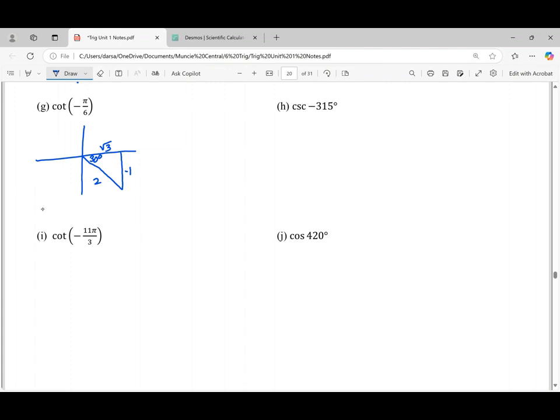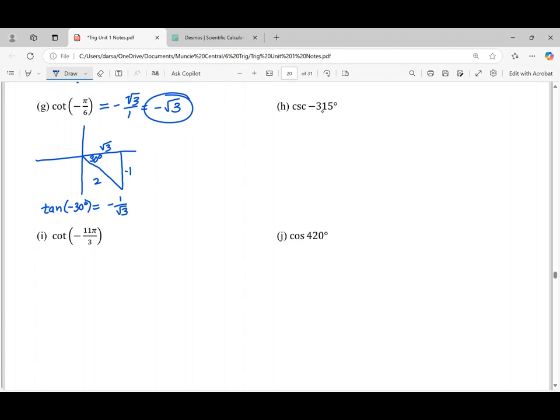Now, cotangent is the reciprocal of tangent. So what is the tangent of this negative 30 degrees? Well, TOA, that's negative 1 over the square root of 3. Then we will reciprocal that, which will be negative square root of 3 over 1, or negative square root of 3, which is the cotangent of negative pi over 6.